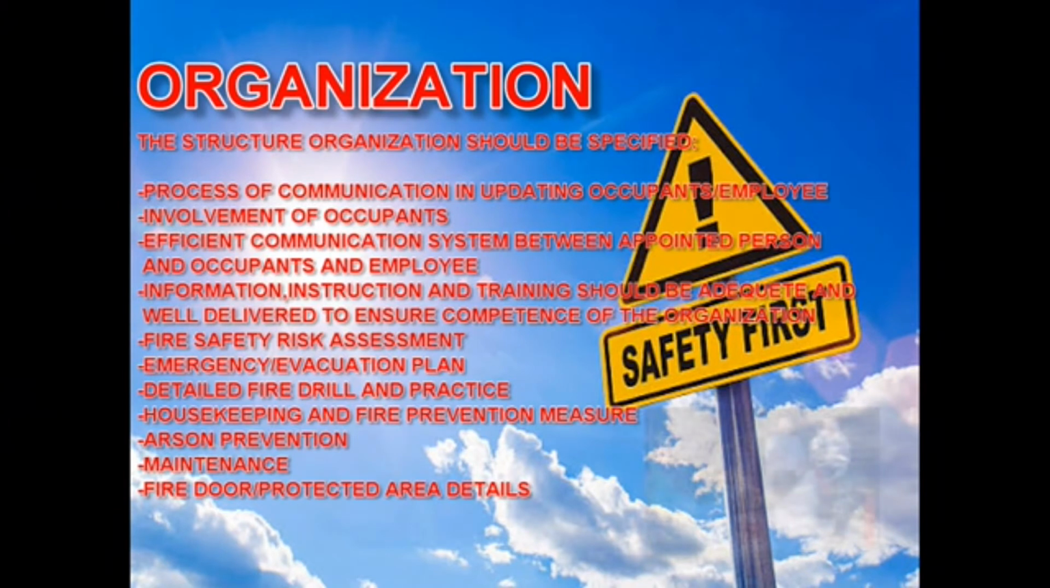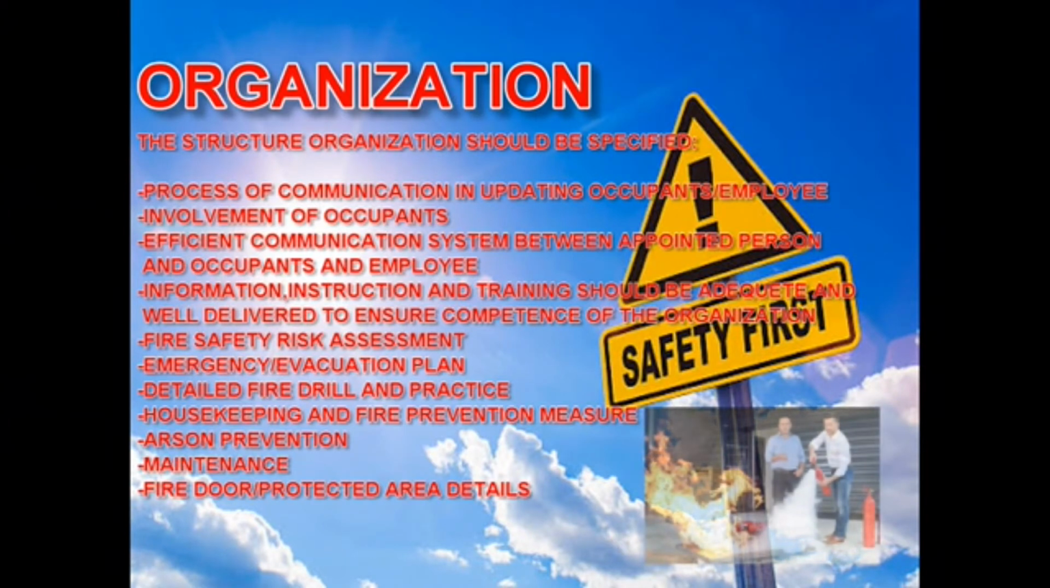Number 2 is organization. The structure organization should be specified as process of communication in updating occupant or employee, involvement of occupant, efficient communication system between appointed person and occupants and employee. Information, instruction, and training should be adequate and well delivered to ensure competence of the organization. Fire safety risk assessment, emergency or evacuation plan, detailed fire drill and practice, housekeeping and fire prevention measure, arson prevention, maintenance, fire door or protected area details.